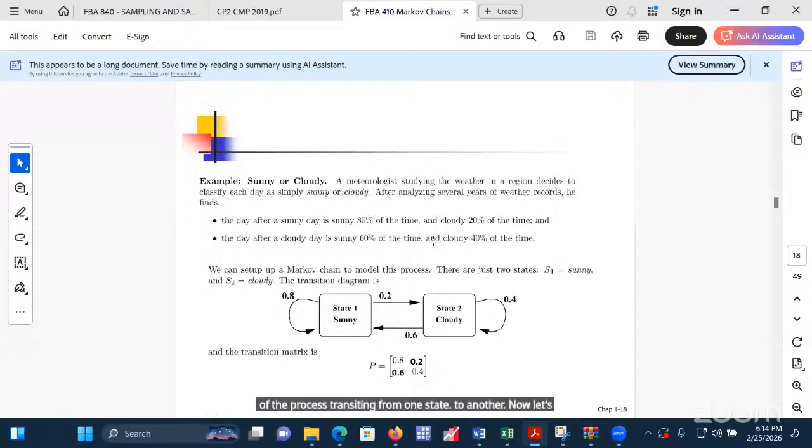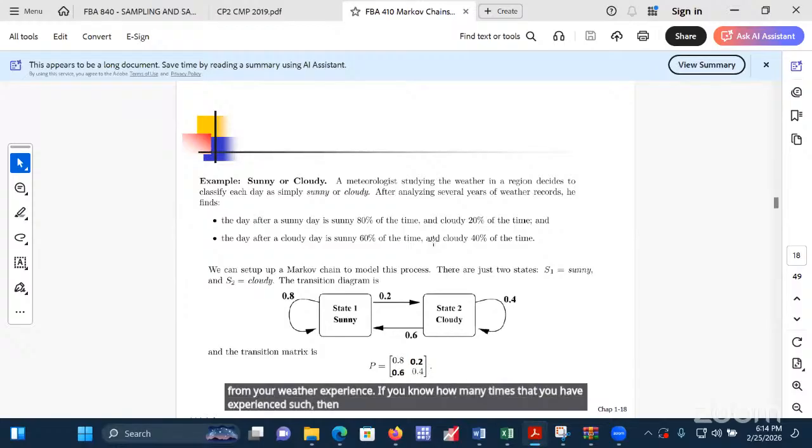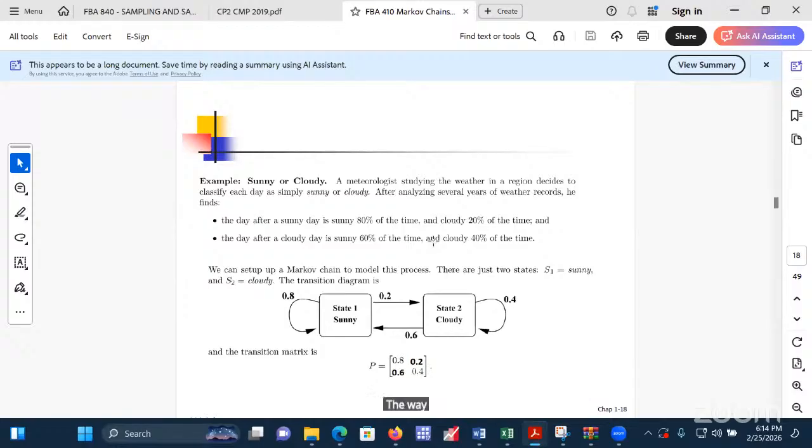Now let's look at this simple example. The weather condition can be used as an example. If you have a 2 state model for the weather, either the weather is sunny or cloudy, and you know the probability of a cloudy day following a sunny day, or a sunny day following a cloudy day, or a cloudy day following a cloudy day, or a sunny day following a sunny day. So if you have that from your weather experience, if you know how many times you have experienced such, then it's easy for you to compute the probability just the way I did in our previous examples. Then you can easily get the transition matrix.